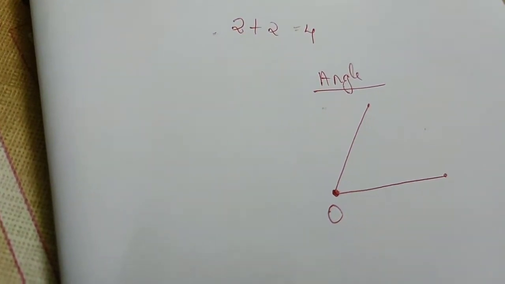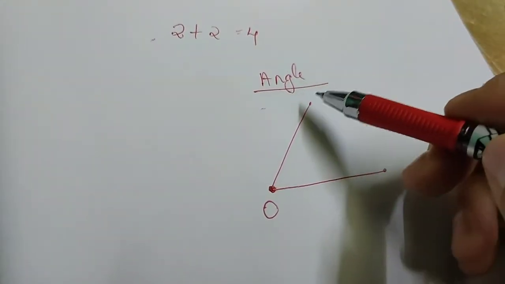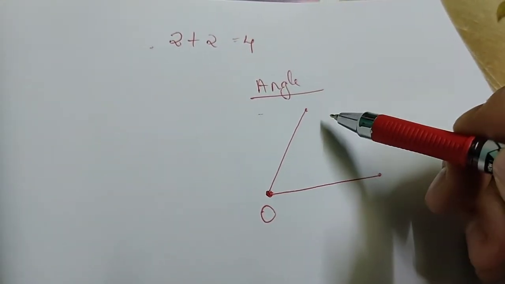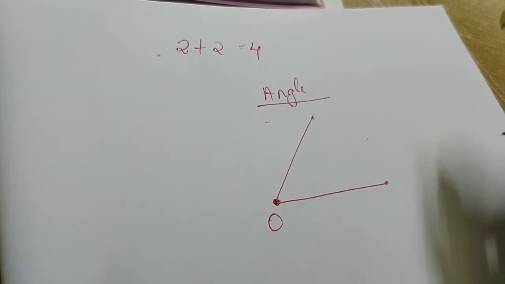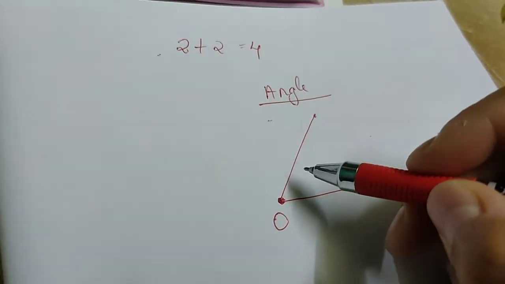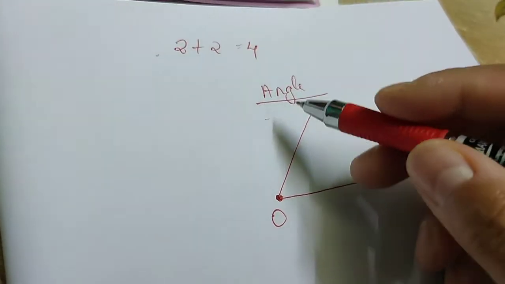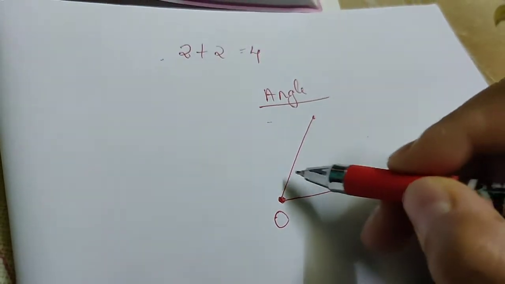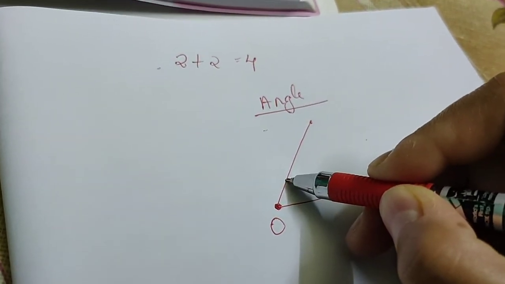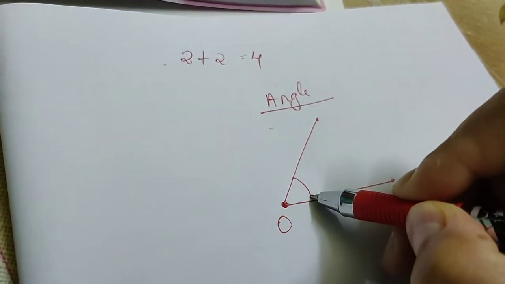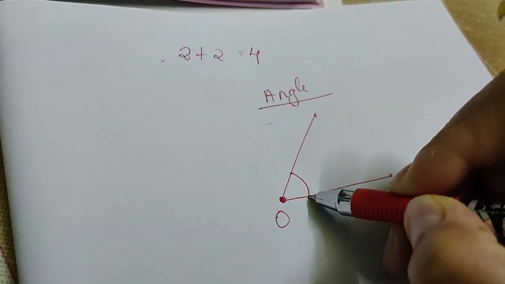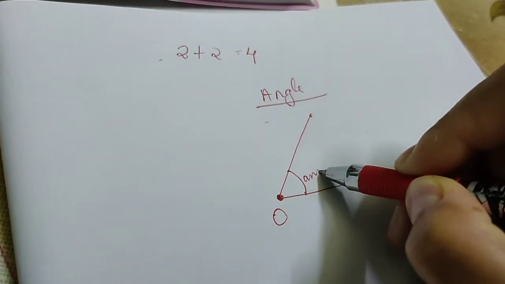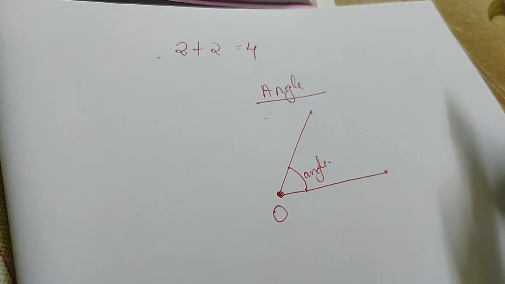Say like this. Okay. If there are two dots, it means I am not using arrows. That means this is a line segment. Okay. And an angle is always formed at the common point. So between this is my angle. An angle is formed. Okay.